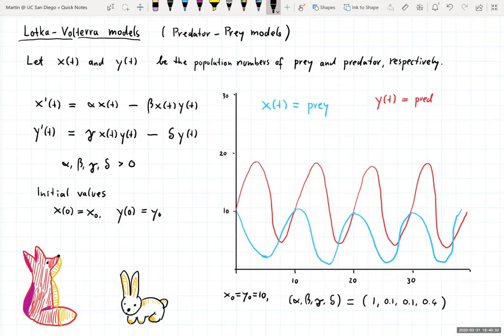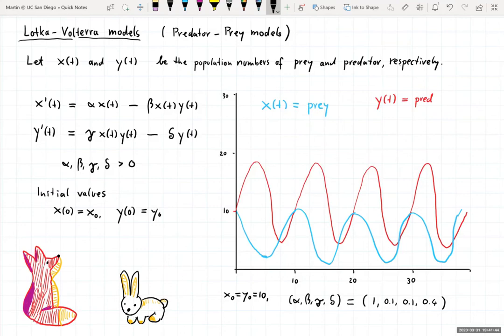So the Lotka-Volterra model is named after two mathematicians. On the one hand, Lotka, who was an American mathematician who was interested in herbivores eating plants. And on the other hand, there was Volterra, an Italian mathematician, who was interested in the population dynamics of fish and fishermen. So just for the sake of illustration, let's say we have two populations, one of which is foxes and the other one is bunnies. The foxes are the predators, of course, and the bunnies are the prey.